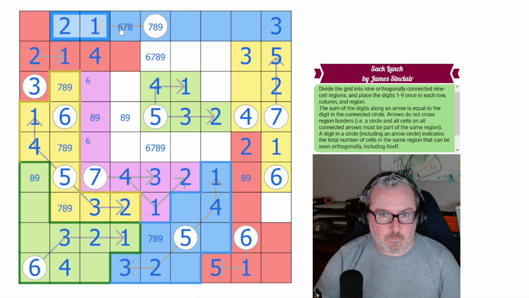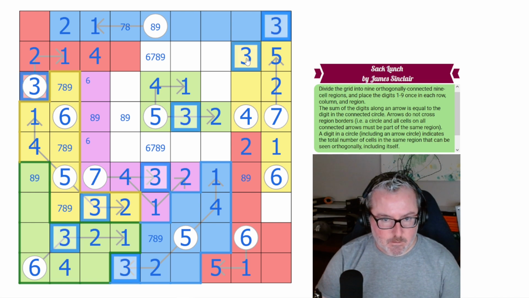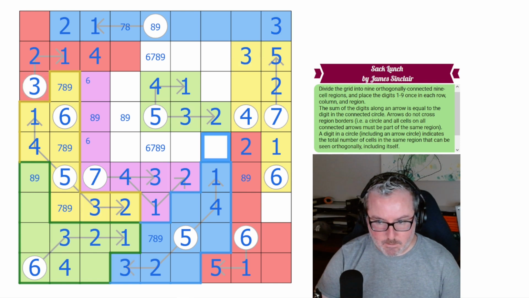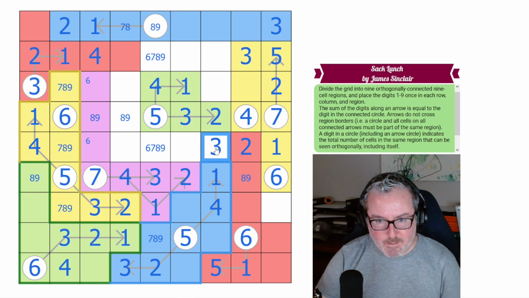1, 2, 3, 4, 5, 6, 7, 8. This is not 7 anymore. Okay, so we're starting to weed this stuff down a little bit. Let's finish these if we can. Yes, we can. This is a 3. I think that was all of them. It is. That 3 can't be green. It can't be yellow. It can't be purple. It must be red.